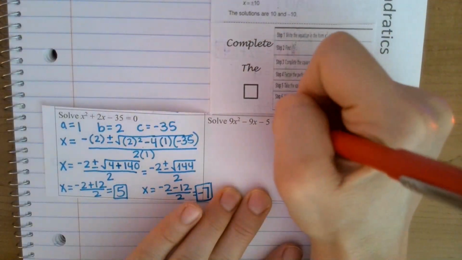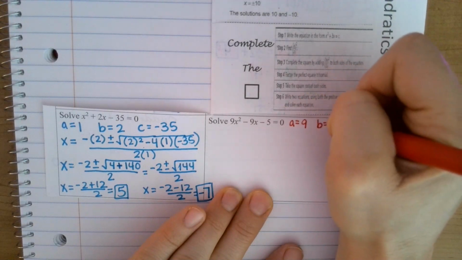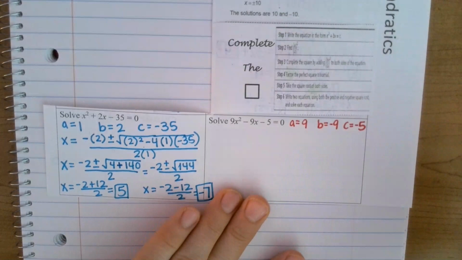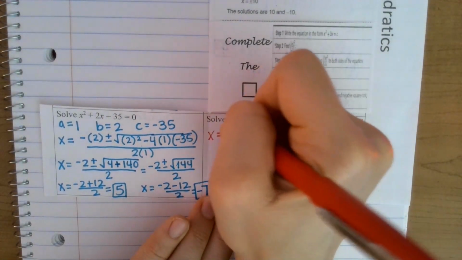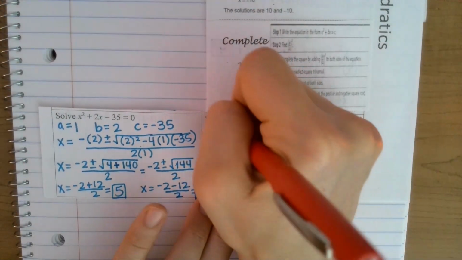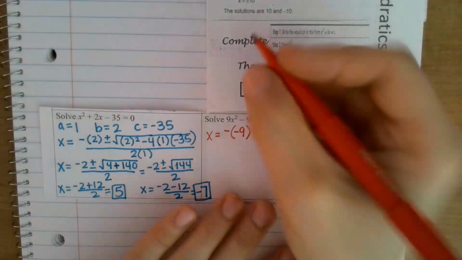All right, for this one, what does A equal? 9. B, negative 9, and C. All right, so plug it into our formula. So negative B, so see how B is already negative. So I'm going to put that negative on the outside, and then I'm going to put negative 9 on the inside. So it's going to give you that double negative.